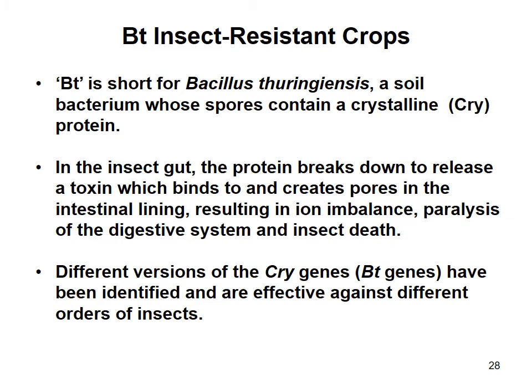Of course, most of you will be familiar with Bt insect resistant crops from previous subjects that you've studied. Bt is short for Bacillus thuringiensis, a soil bacterium whose spores contain the cry protein. In the insect gut, this protein breaks down to release a toxin which binds to and creates pores in the intestinal lining. This results in ion imbalance, paralysis of the digestive system, and subsequent insect death. Different versions of the cry genes, in other words the Bt genes, have been identified, and they're effective against different orders of insects.